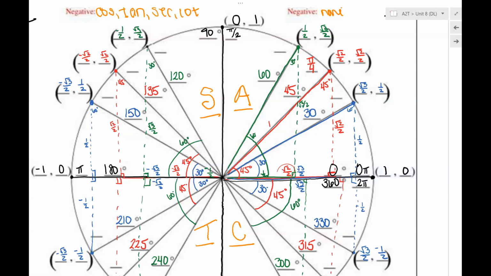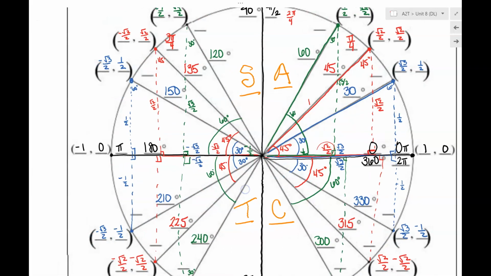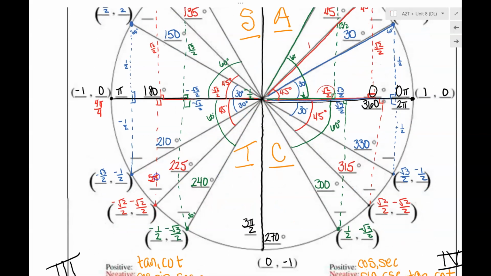So pi over 4, which means this is 2 pi over 4, which we can absolutely reduce to pi over 2. But for the purpose of right now, stick with me, okay? Pi over 4, 2 pi over 4. This is 3 pi over 4. Keep adding. This becomes 4 pi over 4. Keep going. This is 5 pi over 4. This is 6 pi over 4. This is 7 pi over 4. I'm just adding like fractions, okay? And this becomes 8 pi over 4, which reduces to 2 pi.